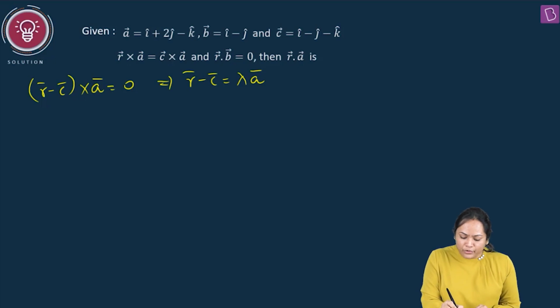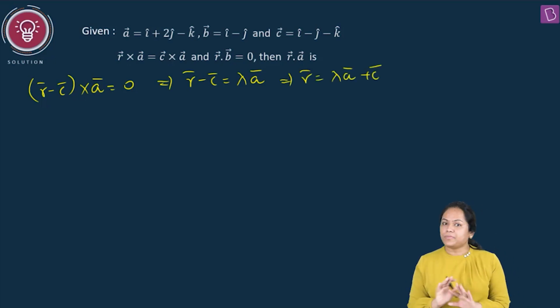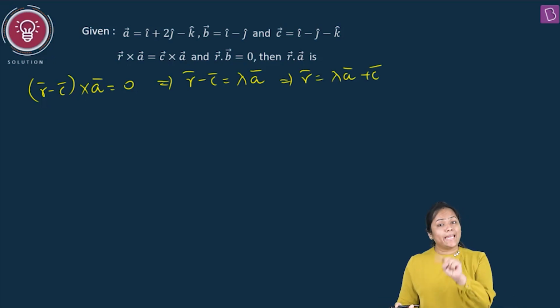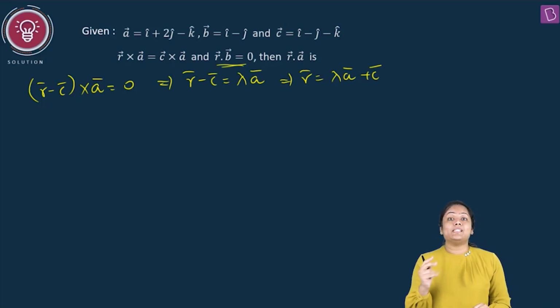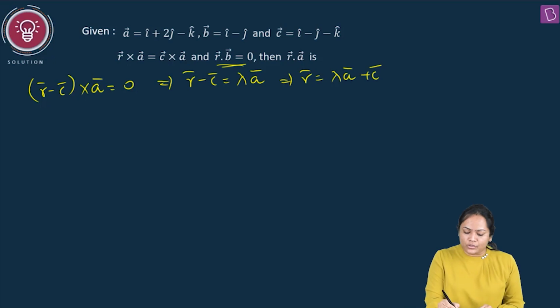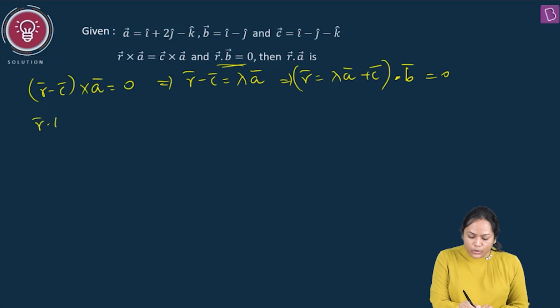Clear? So from here, I can say that R is equal to lambda A plus C. Understood? Now to get the value of lambda, we have one more piece of information. What is that? R dot B is 0. So when I take its dot with B and put it equal to 0, it becomes R dot B, which is 0, is equal to lambda times A dot B plus C dot B.